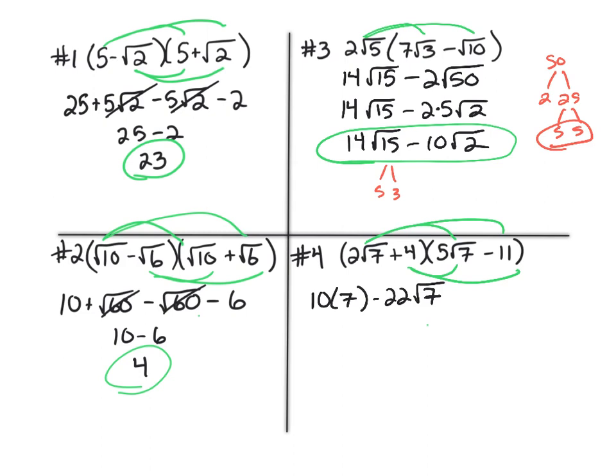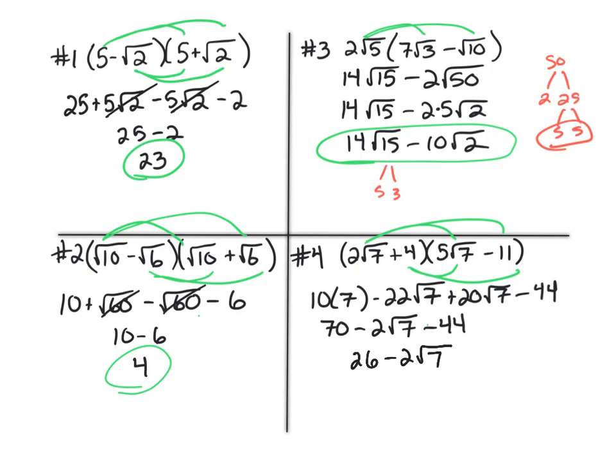Then we distribute the 4. 4 times 5 root 7. 4 times 5 is 20. And then I have square root of 7. Minus 4 times negative 11 is negative 44. Then we start combining like terms. Well, here I have a 70. Negative 22 root 7 plus 20 root 7 is negative 2 square roots of 7 minus 44. Then I take 70 minus 44, I get 26 minus 2 square roots of 7. They are not like terms, so I'll leave them separate, and that's the final answer there.